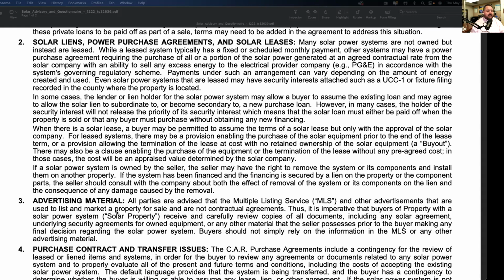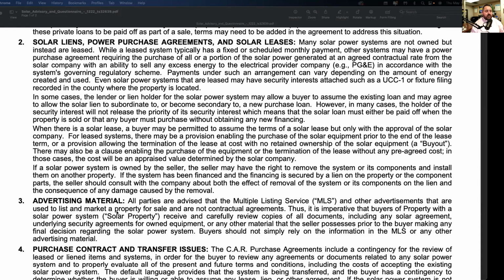In some cases, the lender or lien holder for solar power systems may allow a buyer to assume the existing loan and may agree to allow their solar lien to subordinate to, or become secondary to, a new purchase loan. However, in many cases, the holder of the security interest will not release the priority of its security interest, which means that the solar loan must either be paid off when the property is sold, or that any buyer must purchase without obtaining new financing.